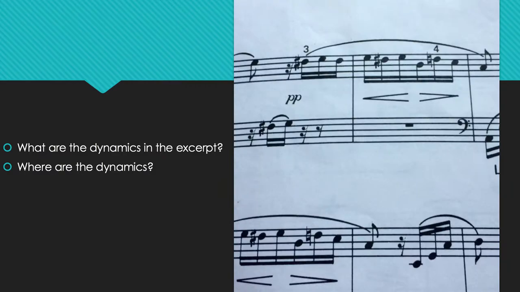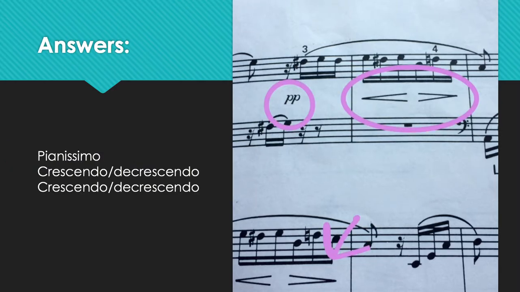This is Für Elise by Beethoven. This is a little excerpt of it, and you can try to find the dynamics where they're written in, if you can see the symbols. And look at that, there they are. So we have a pianissimo, and then we have a crescendo decrescendo, and we have another crescendo decrescendo.